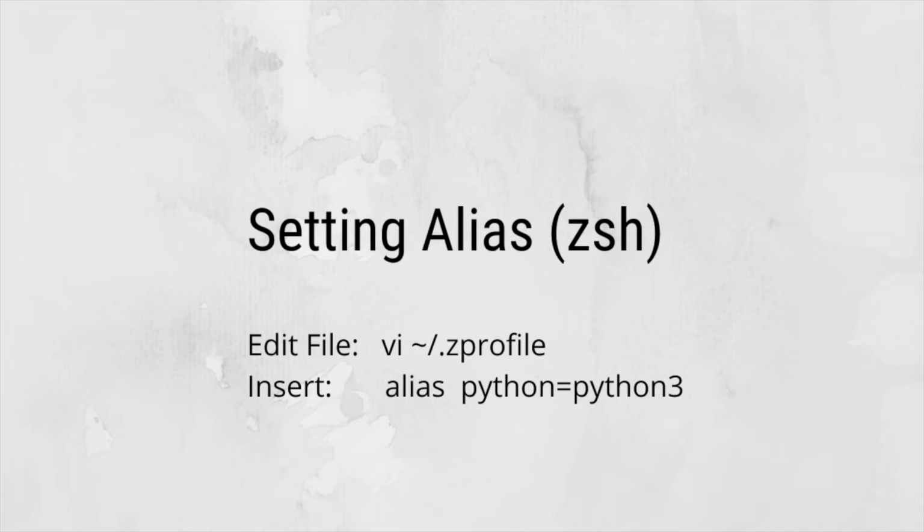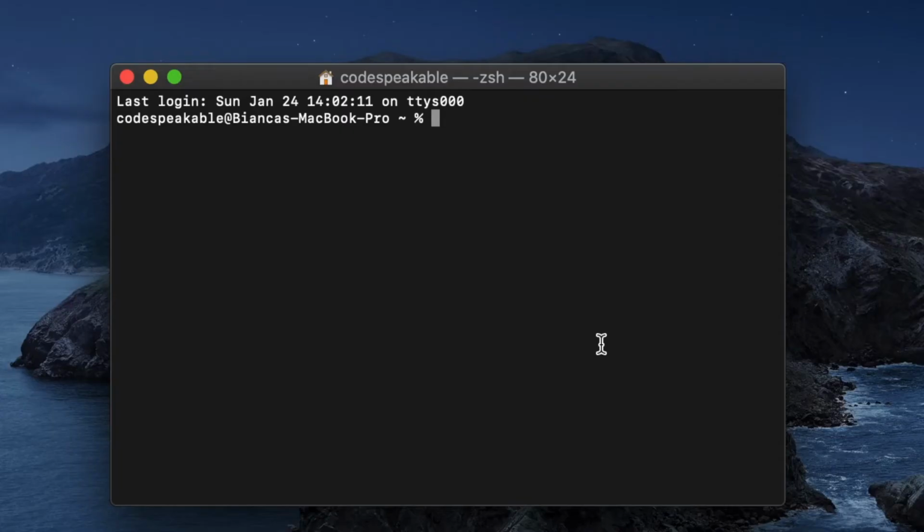To set an alias in the C shell, open a C shell terminal and edit the file named .zprofile, or create one if it doesn't exist. I am using a VI editor to open and edit this file, but feel free to use any other editor. Type vi space ~/.zprofile to open the file.